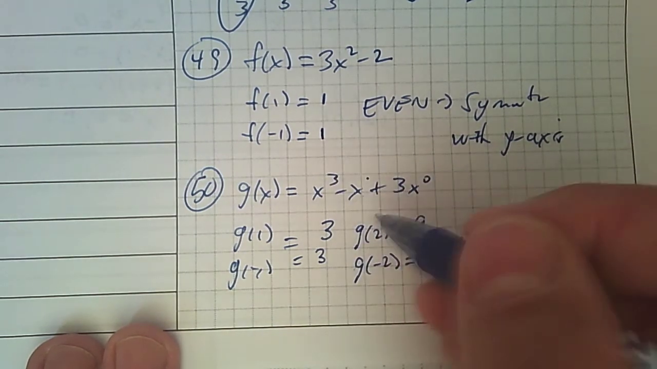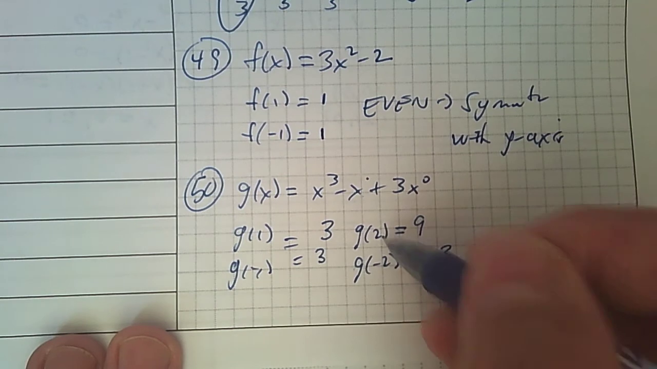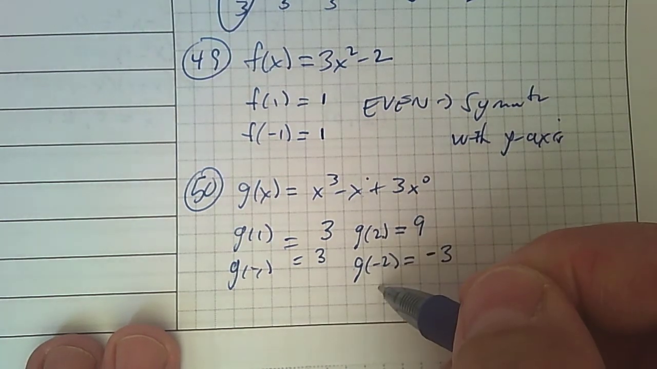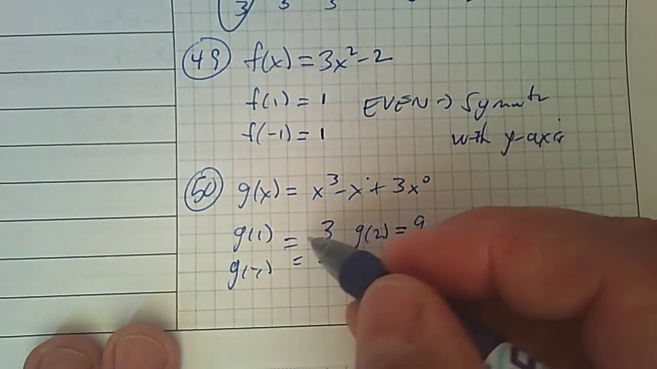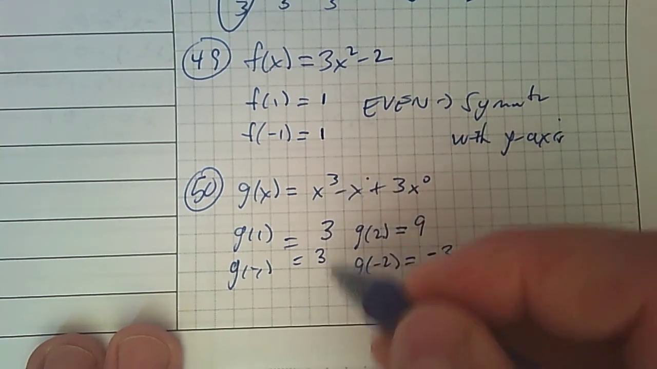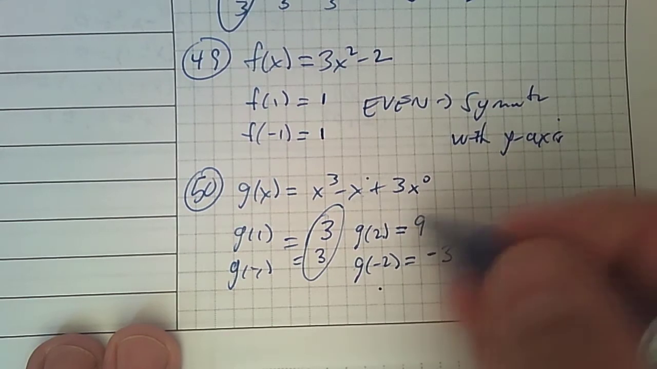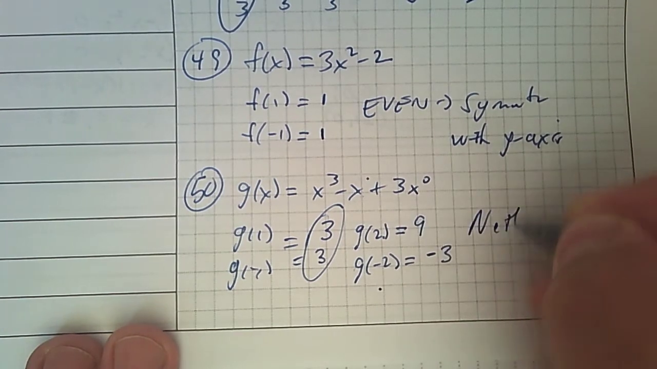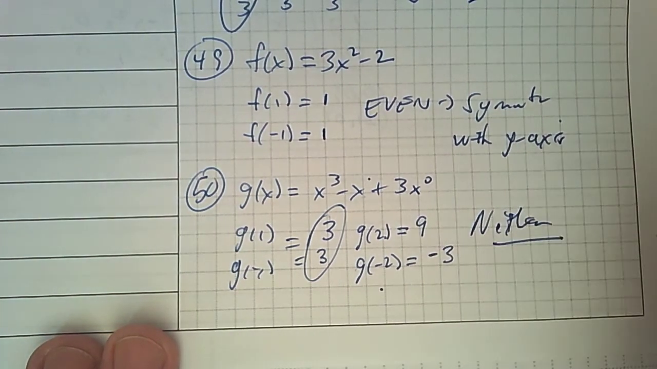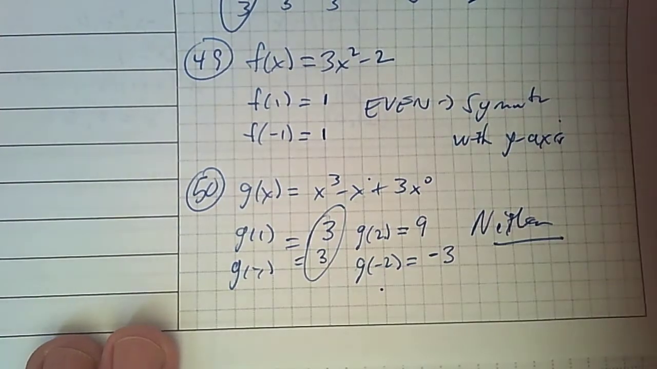So I had a strong feeling that when I plug in a positive number and its opposite partner, I was going to get two different answers. This just happened to be the setup and gave me the right answer, but this was a throw-off. This is what I was looking for. So this is neither. It has no symmetry with the y-axis, the x-axis, or the origin. All right, 51.